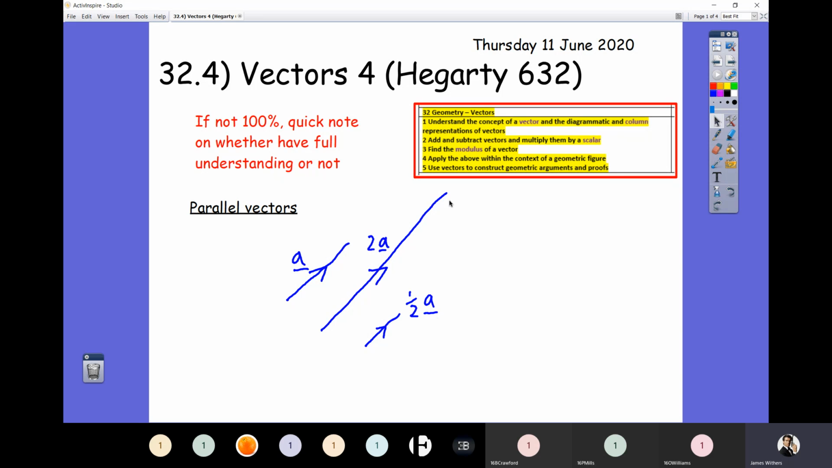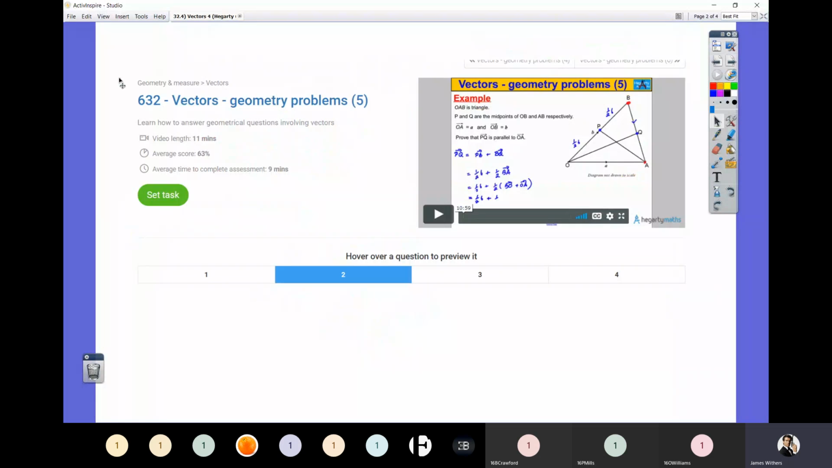The way you show that vectors are parallel is you work out what both of the vectors are and then conclude and say, yes, one is a multiple of the other, therefore they are parallel. Or if they're not, say this vector was a and another vector was a plus b, well, clearly they're not parallel because they're not multiples of the same vector. So that is our goal. Now, 632 is what you're going to be doing, and it's got 4 questions. I've modelled an example of questions 1 and 2, and then secondly, an example of questions 3 and 4.